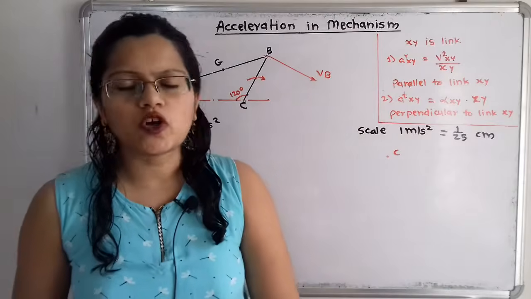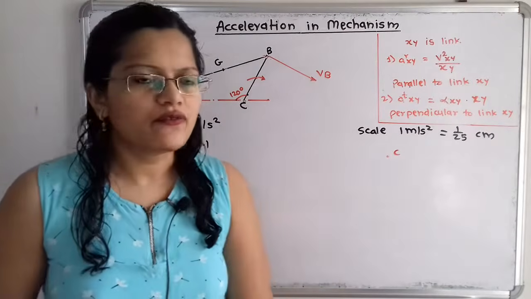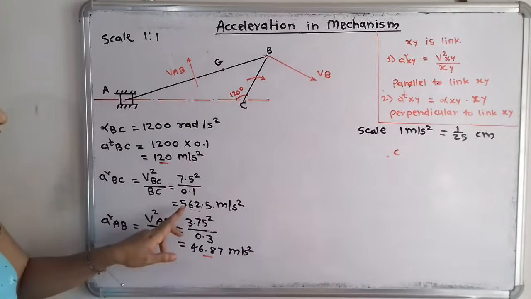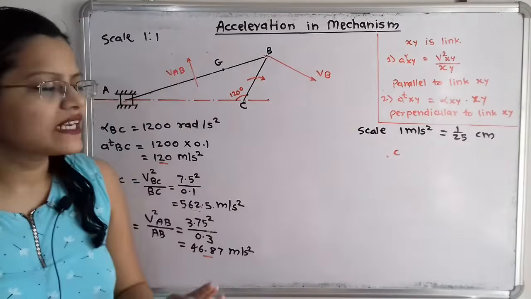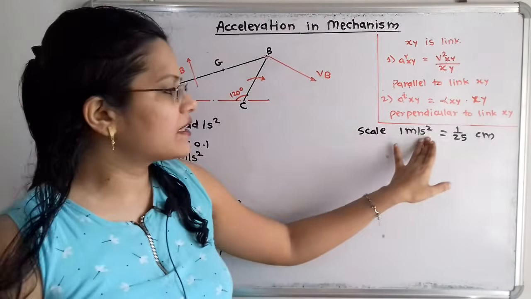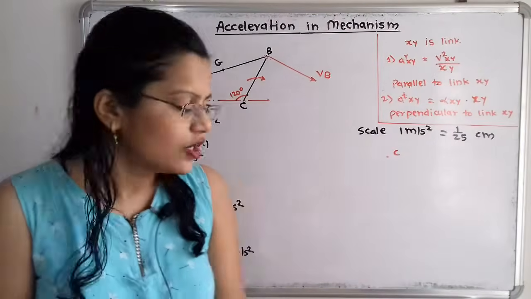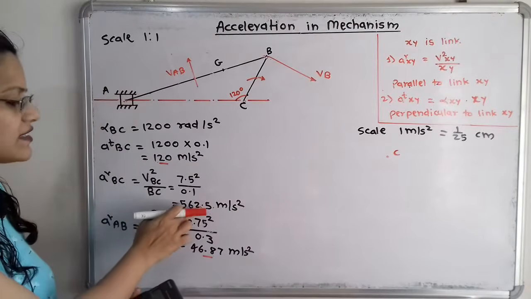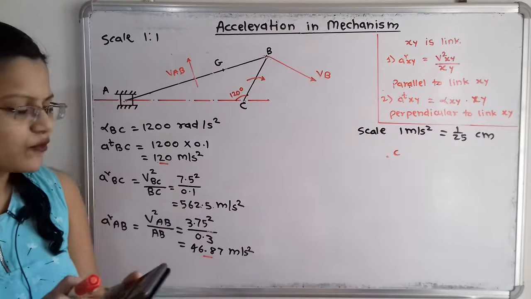Now we will move to draw the acceleration diagram with some suitable scale. If we observe the dimensions for this radial and tangential component, then 562.5 is the large number. So we will consider here scale 1 meter per second square is equal to 1 by 25 centimeter. So if we have to convert this 562.5 in this suitable scale, how many centimeters do we have to take?